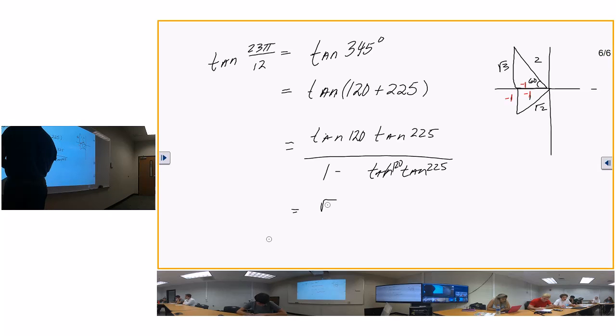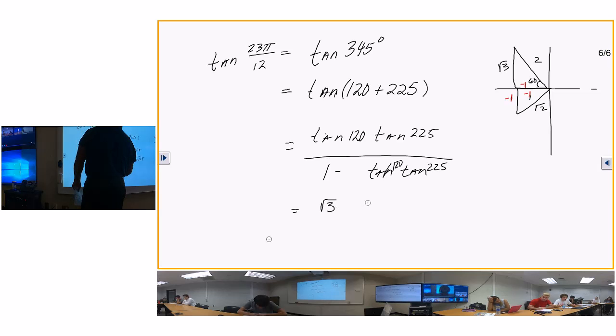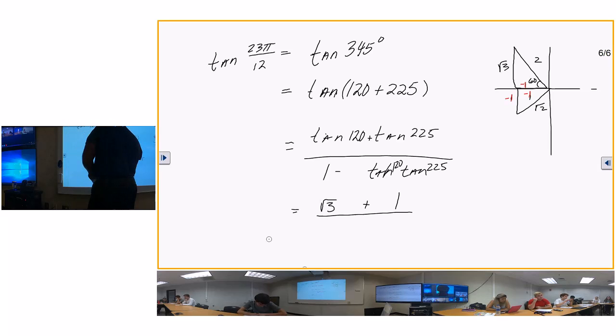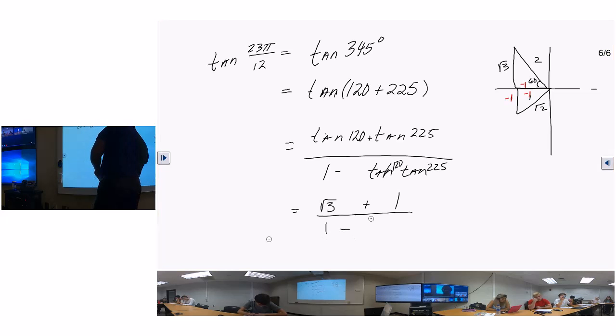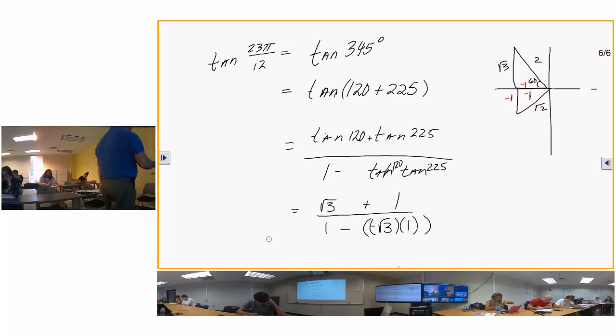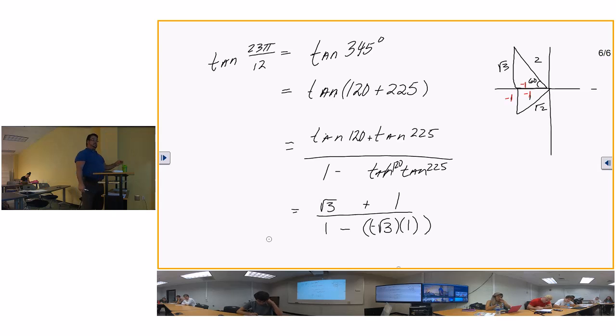Negative square root of 3 plus 1 over 1 minus parentheses negative square root of 3 times 1. Now it's just a matter of using a little bit of algebra and a little bit of basic math.